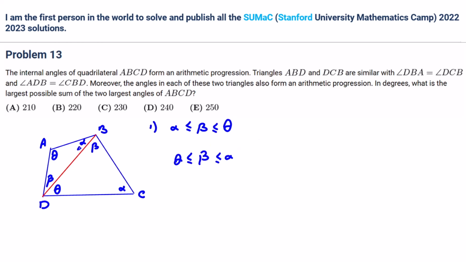I'm sorry, I don't think I understand. Look, alpha in the diagram is this, theta is this. So what's the difference between these two cases? For example, suppose for this case we find the largest two possible angles, and the sum is, for example, 200. For this one, again, we reach 200. Check this one.